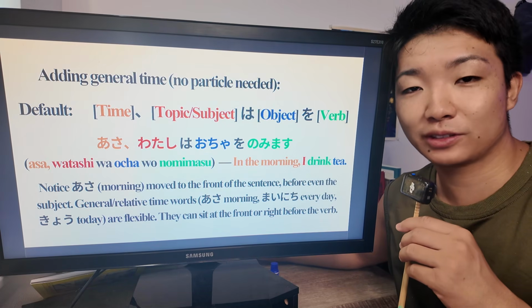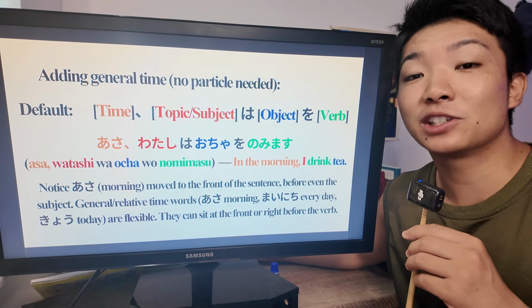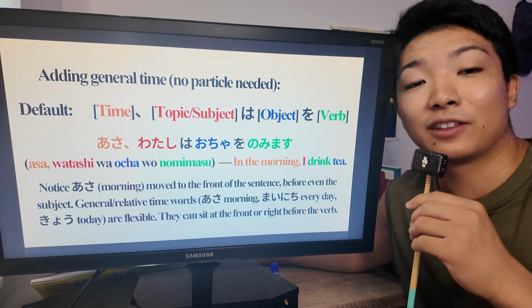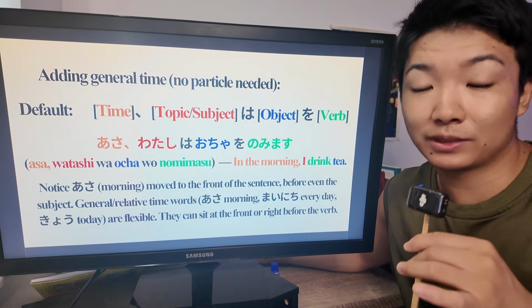You might have noticed that 朝, which is the morning, moved to the front of the sentence before even the subject. So general or relative time words like 朝, morning, 毎日, every day, 今日, today are flexible. They can sit at the front or right before the verb as well. It can go anywhere, but make sure the verb comes at the end.